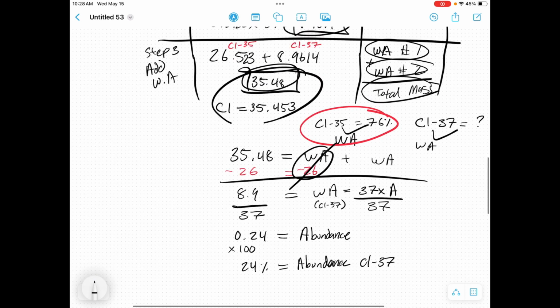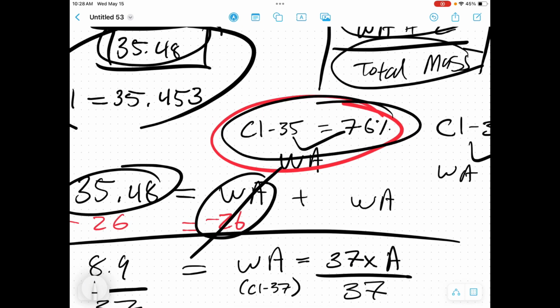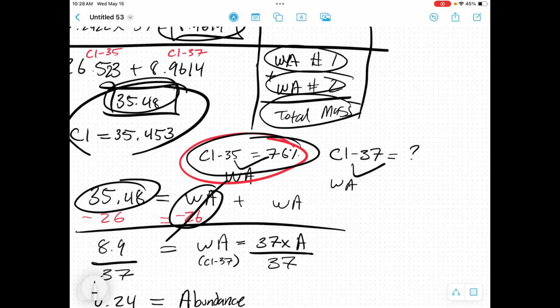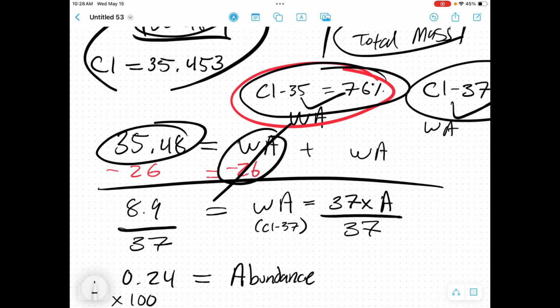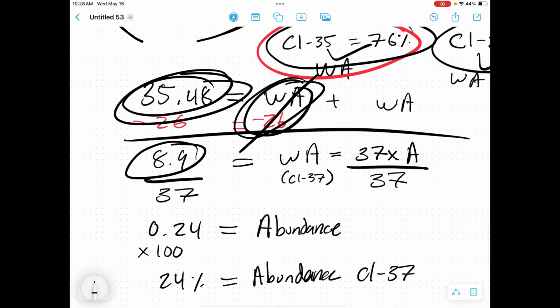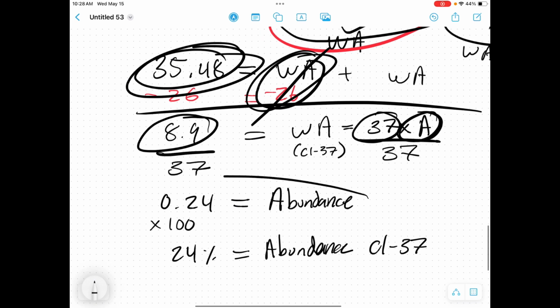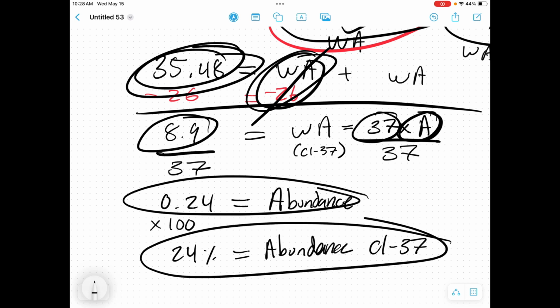Right, so that's just how you go both ways. If I give you all of your abundances, weighted average, add up all your weighted averages, gives you your total mass. If I set it up where I give you your total mass and I give you one of the abundances, the way you would calculate the missing one is going through this process of weighted average, subtract that from your total. It'll leave you the weighted average of whatever you have left. Well, you know weighted average is mass times abundance. So get abundance by itself. Gives you your abundance. And then if you want to turn it into a percent, just multiply by 100. Gives you 24%. So that's how you go both ways for this isotope math.